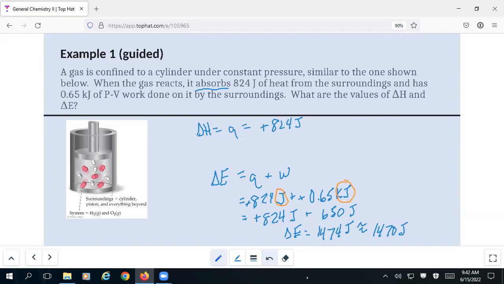Which, if we round it properly, because this 0 is not significant, we would need to round to the tens place. So 1470 would be the answer. When we're doing these heat and work evaluations using delta E, the biggest place where we can get tripped up is failing to recognize when heat or energy is coming into the system and when it is leaving the system. All right, any questions about this example?